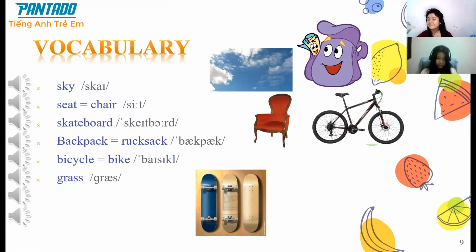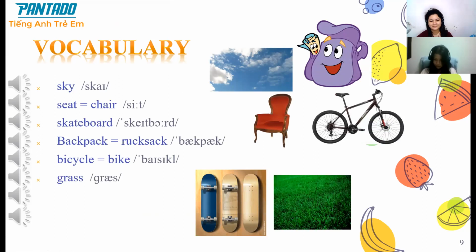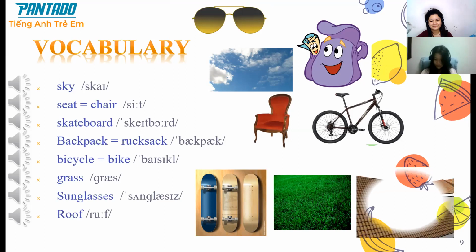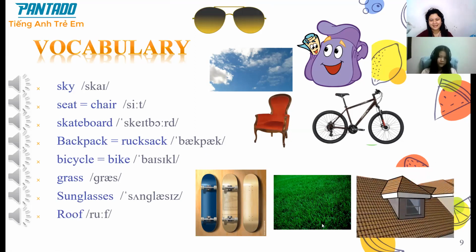Bicycle. Bicycle. Grass. Grass. Sunglasses. Sunglasses. Roof. All right, so remember, this is the roof. It's the roof, the grass, the skateboard, the seat, the bicycle, the backpack, the sky, and the sunglasses. Tell me if you're done writing.